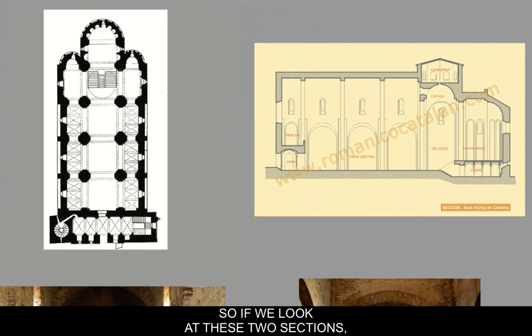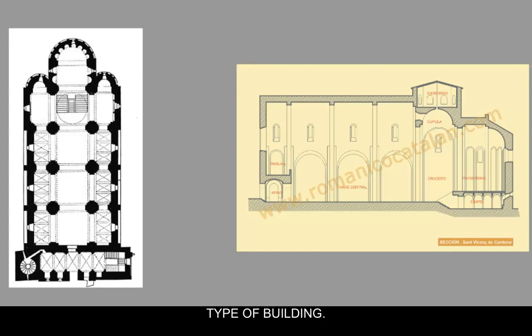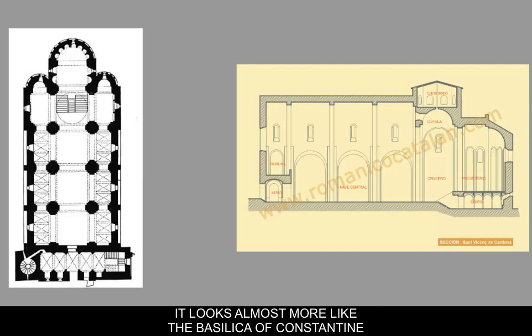So if we look at these two sections, the floor plan on the left, the footprint of the building, you can actually see that it's really not a cruciform type of building. It looks almost more like the Basilica of Constantine and Maxentius. It does have three apses at the end, and whenever you see a little cross in there, that's actually an intersecting barrel vault, which is a groin vault. And in this building in particular, they actually even have a little bit of extra ribbing on it, and we'll talk about that in a little bit more depth.